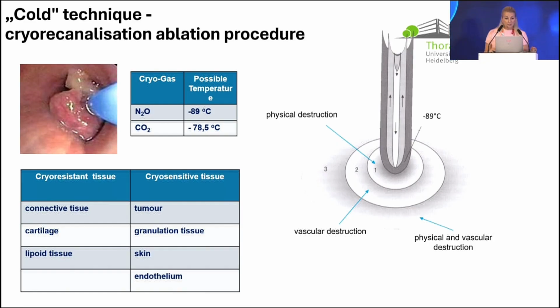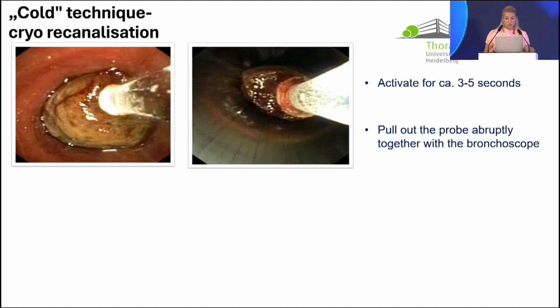Going to the cold technique, the cryorecanalization, here we work completely differently, at almost minus 90 degrees. Cryosensitive tissue is tumor and skin granulation tissue. Also, cryo is very good for granulation tissue removal. So we can work nicely if we have central tumors.